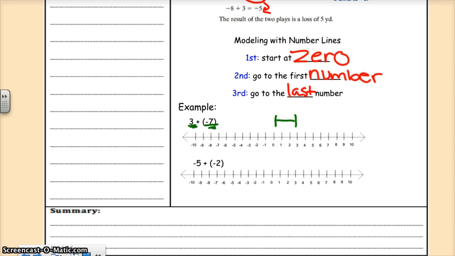-7 tells me I go to the left, so I'm going to go to the left 7 spots from this 3. So 1, 2, 3, 4, 5, 6, 7. That would be right there. And where I end up is my answer. My answer is -4.